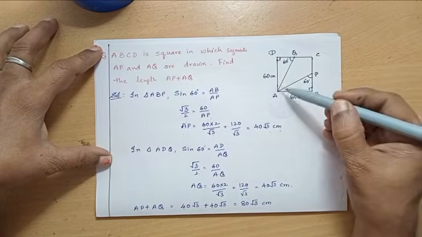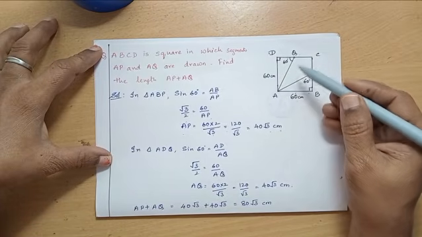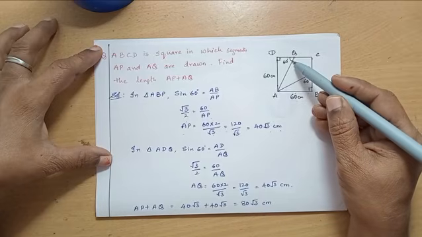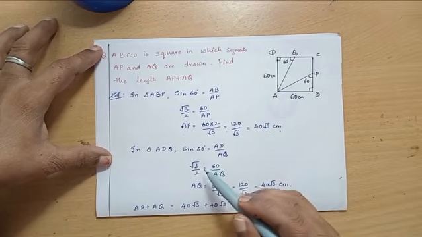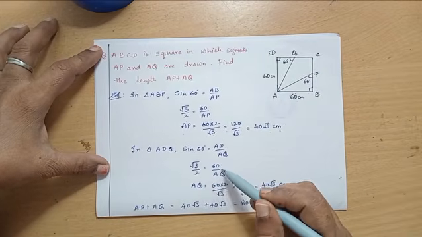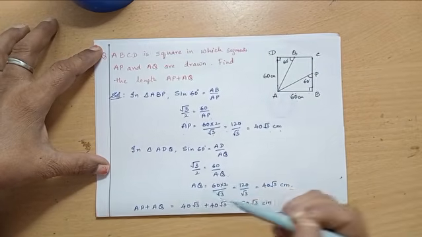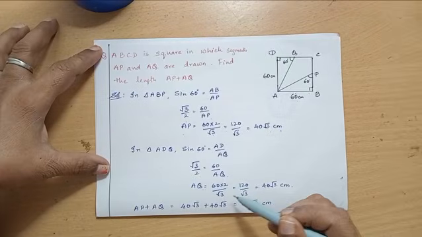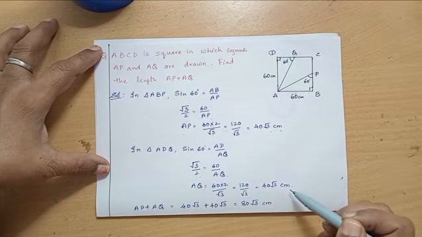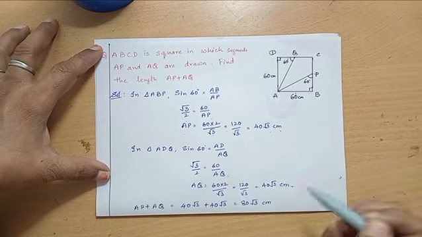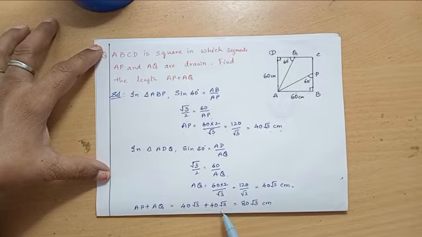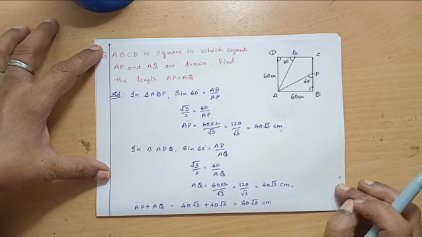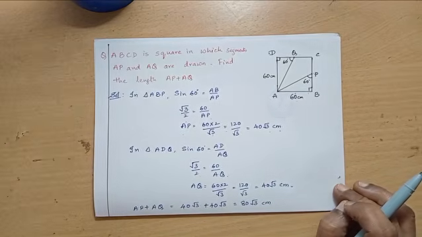Coming to triangle ADQ. In triangle ADQ, sine 60 is again AD divided by AQ. Hence, root 3 by 2 is equal to 60 by AQ. AQ is equal to 60 into 2 by root 3, which is 40 root 3 centimeters. Question AP plus AQ, that is 40 root 3 plus 40 root 3 is 80 root 3 centimeters.